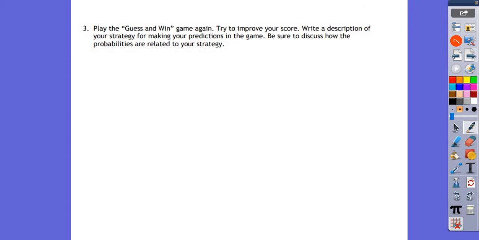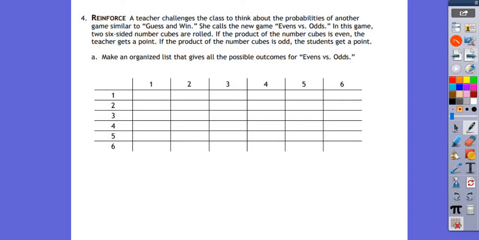Number 4 is actually homework, but I thought we would do it together. Number 4 says that a teacher challenges the class to think about the probabilities of another game similar to the guess and win game. The guess and win game is the one with the marbles and rolling and doing the sum, the game I just showed you. You clear on that?